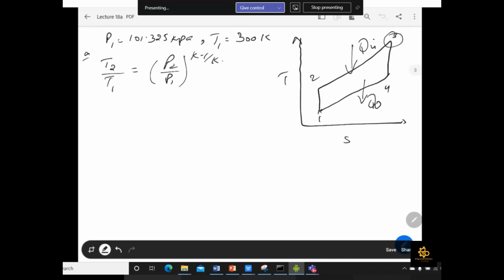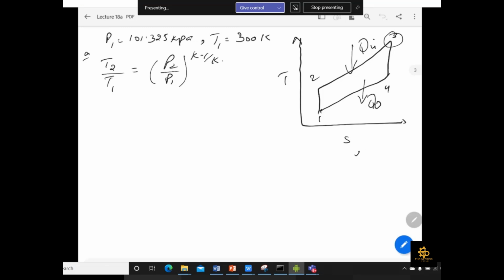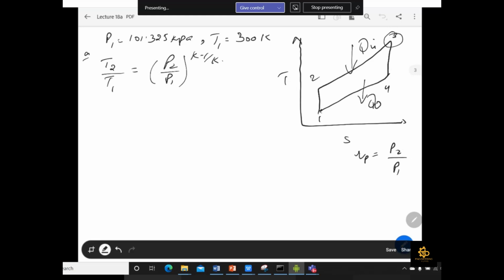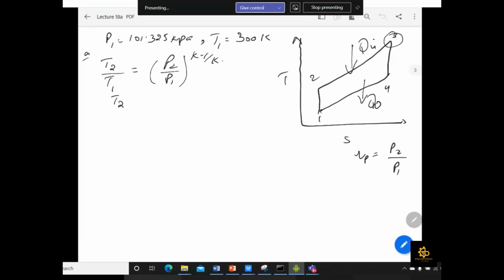This is the relation valid for an isentropic process, as we discussed in the first lecture of your gas power cycle. I have already told you that Rp, the pressure ratio, is the ratio of maximum pressure over minimum pressure, or you can say it is P2 over P1, because P2 is equal to P3 and P1 is equal to P4. It is a constant pressure process.